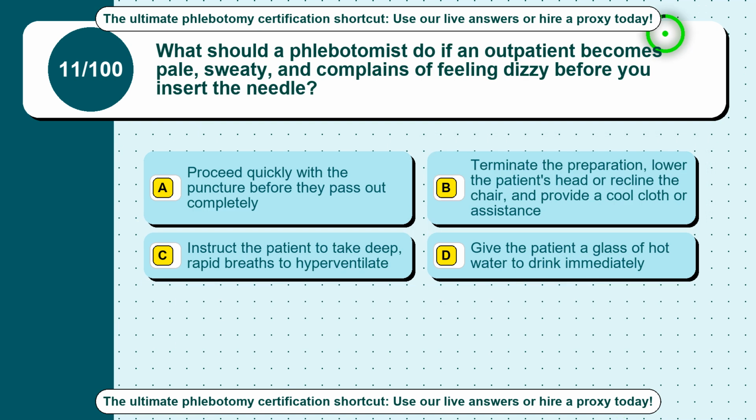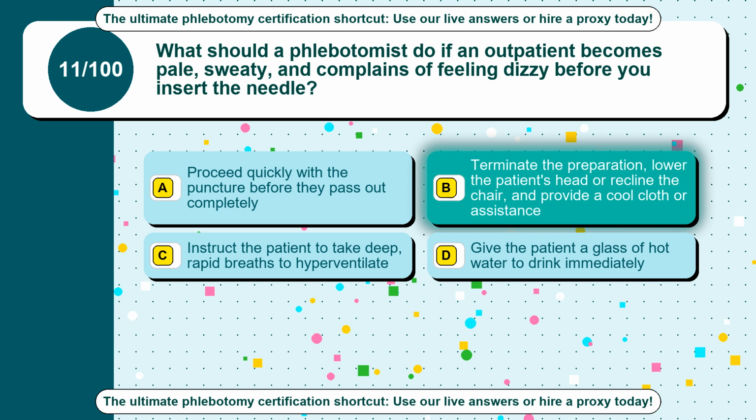Question 11. What should a phlebotomist do if an outpatient becomes pale, sweaty, and complains of feeling dizzy before you insert the needle? Option A. Proceed quickly with the puncture before they pass out completely. Option B. Terminate the preparation, lower the patient's head or recline the chair, and provide a cool cloth or assistance. Option C. Instruct the patient to take deep, rapid breaths to hyperventilate. Option D. Give the patient a glass of hot water to drink immediately.